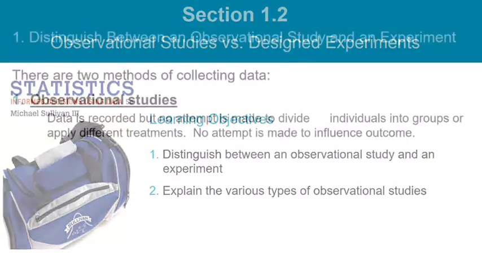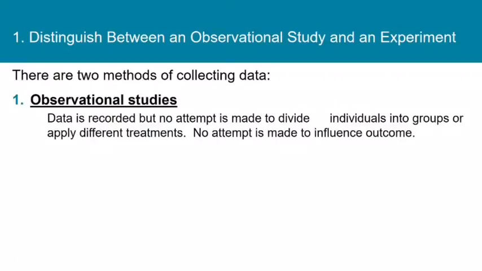So here we go. Before we get started, let's remember our four-part definition of statistics. Remember, part one is to collect the data in an appropriate way, and that's our focus in the rest of chapter 1. And then in chapter 2 and 3, we'll talk about how to describe the data. But right now, we're just learning how to collect data. So there are two methods of collecting data.